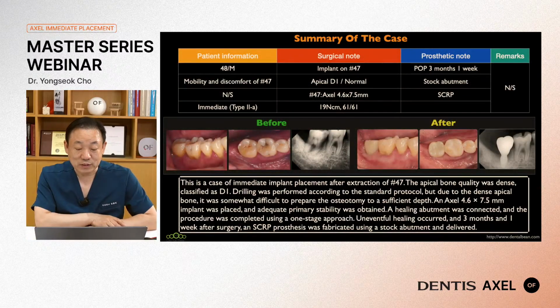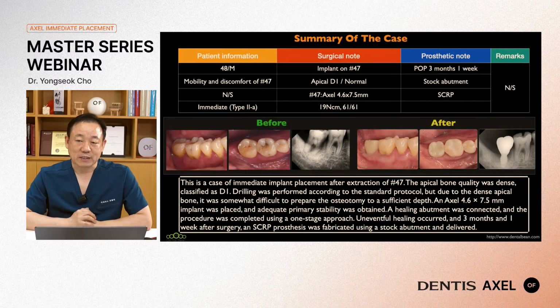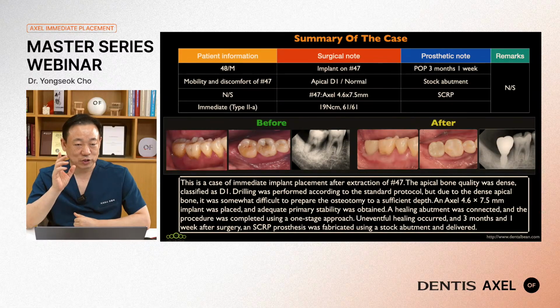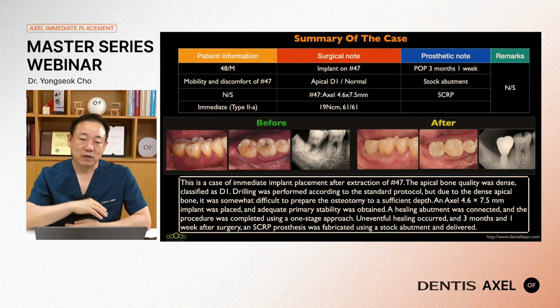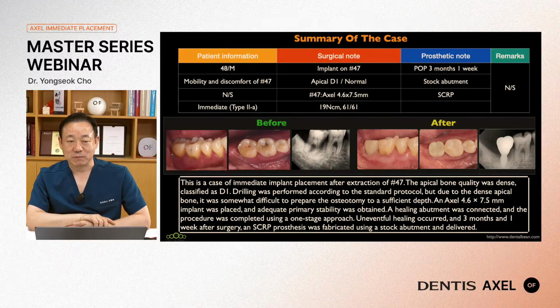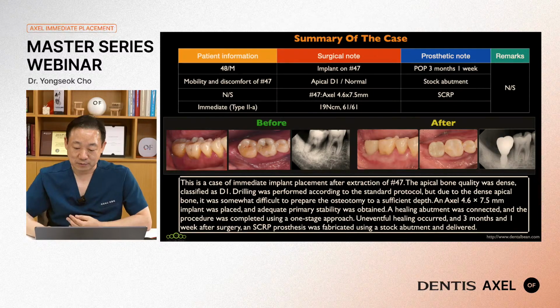This case was an apical D1 bone density case. For beginners, you will have trouble during immediate installation in such a case. You need a sharp drill, and you must select a safe case. Available apical bone must be more than 5 millimeters for safe surgery.